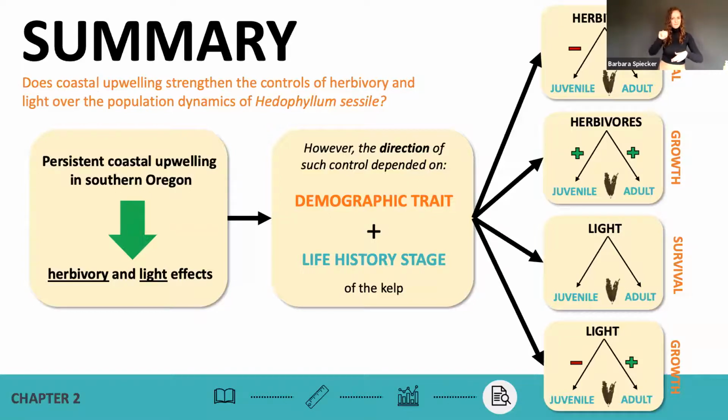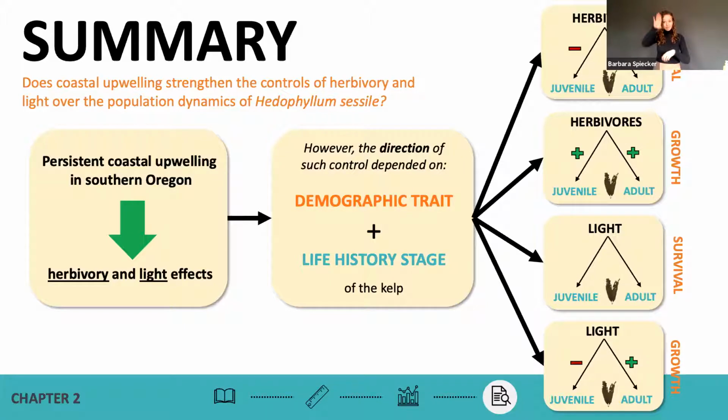Now, to sum up chapter 2, I asked whether the effects of herbivory and light over the population dynamics of Hedophyllum sessile could be strengthened by coastal upwelling. What I found was that more persistent coastal upwelling in Southern Oregon did strengthen the effects of herbivory and light availability on the intertidal kelp Hedophyllum. However, the direction of their control depended on demographic trait and life history stage of kelp.